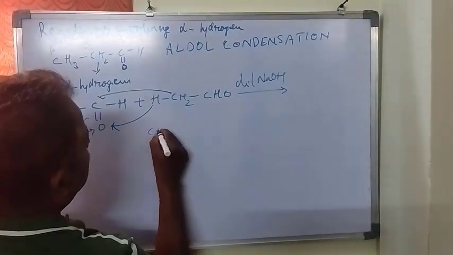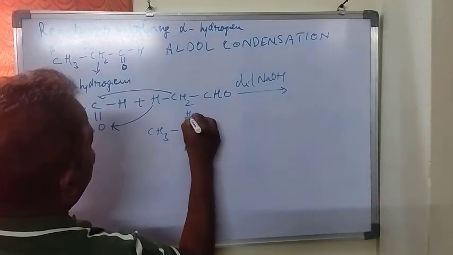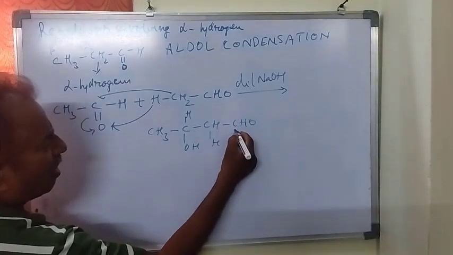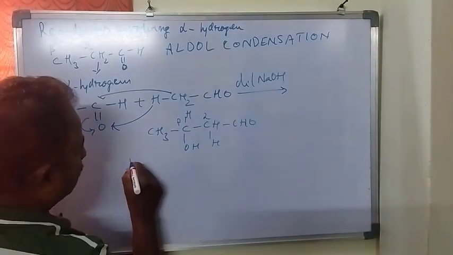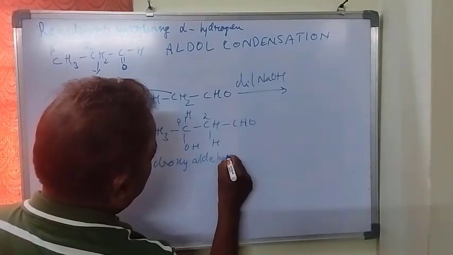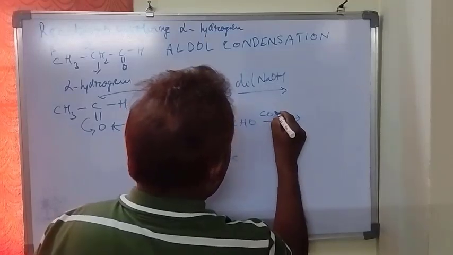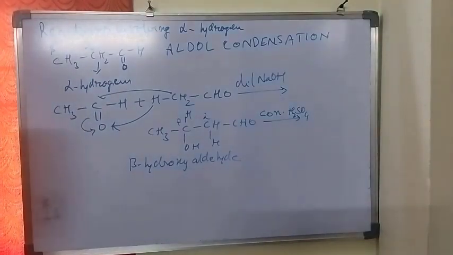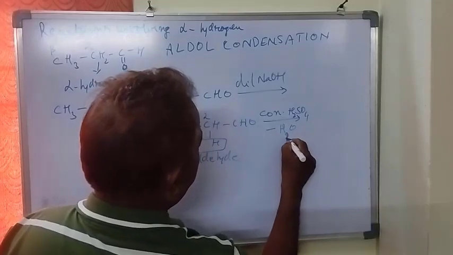Therefore what do we get? This is CH3C, this is OH hydrogen, this is CHO. Here this is the carbonyl carbon, this is the alpha carbon, this is the beta carbon. Therefore this is referred to as beta hydroxy aldehyde. If we treat this beta hydroxy aldehyde with concentrated sulfuric acid, this OH and H are removed as water. That means dehydration takes place.